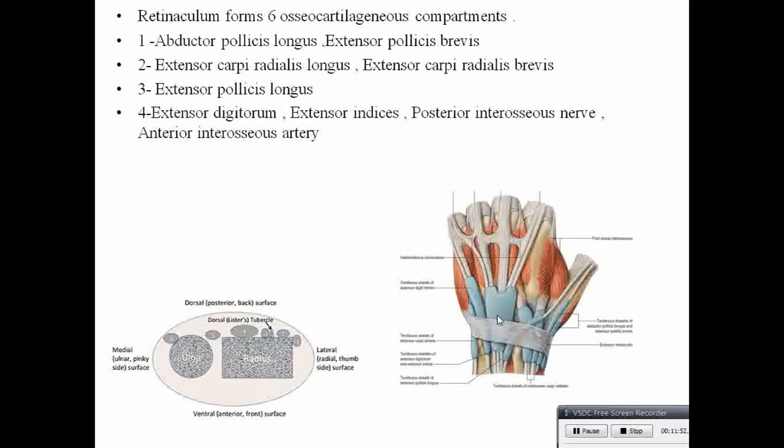The fourth compartment has extensor digitorum tendon, extensor indicis also, 2 muscles, posterior interosseous nerve, which is a branch of radial nerve, and anterior interosseous artery, which is a branch of common interosseous artery. Extensor digiti minimi is in the 5th compartment, and the 6th compartment has extensor carpi ulnaris.